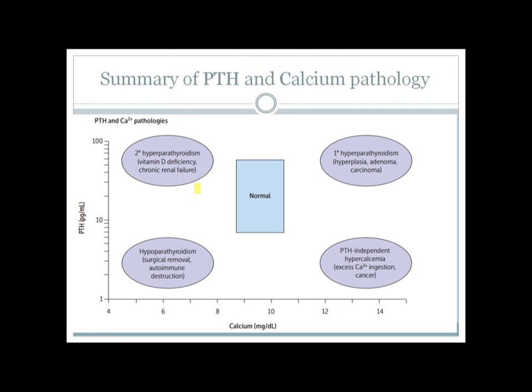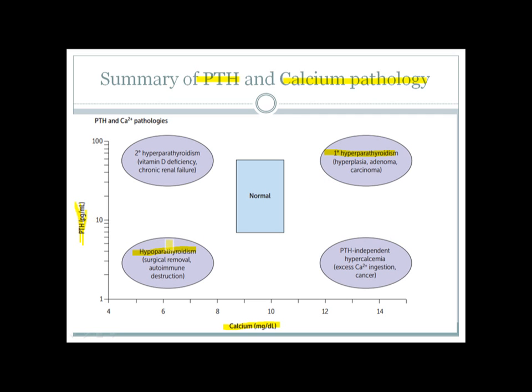So here you can see a summary of parathyroid hormone and calcium pathology. This is very important. This is the most important slide of this lecture, and this picture can be subdivided into two parts. The problems can either arise from the parathyroid gland itself, or there can be a problem with calcium itself. So let's first talk about the parathyroid hormone problem. The parathyroid gland can either hypersecrete or hyposecrete parathyroid hormone.